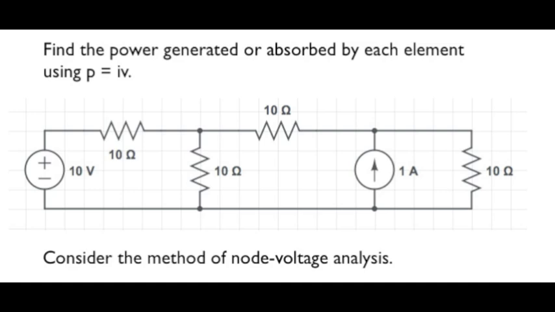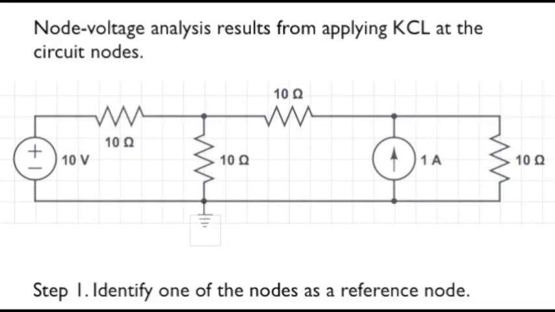But a rather more elegant method is node voltage analysis. This is also a systematic step-by-step approach, but involves a simpler set of equations. Let's demonstrate how it works. The first step in node voltage analysis is to choose or identify one of the nodes as a reference node. Then voltages at all other nodes in the circuit will be with respect to this reference point.